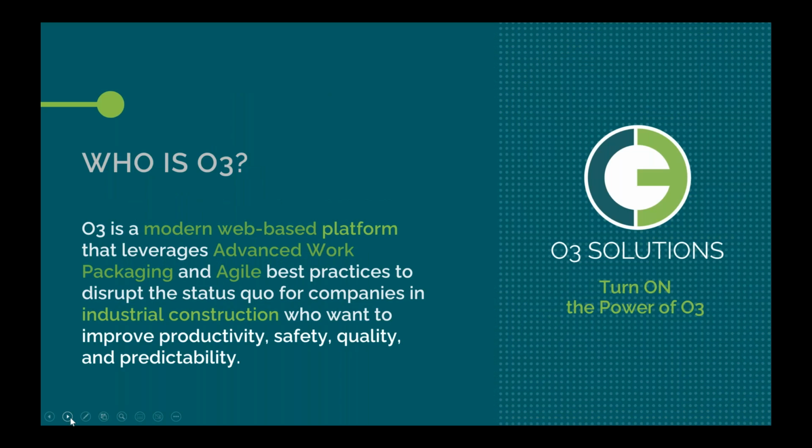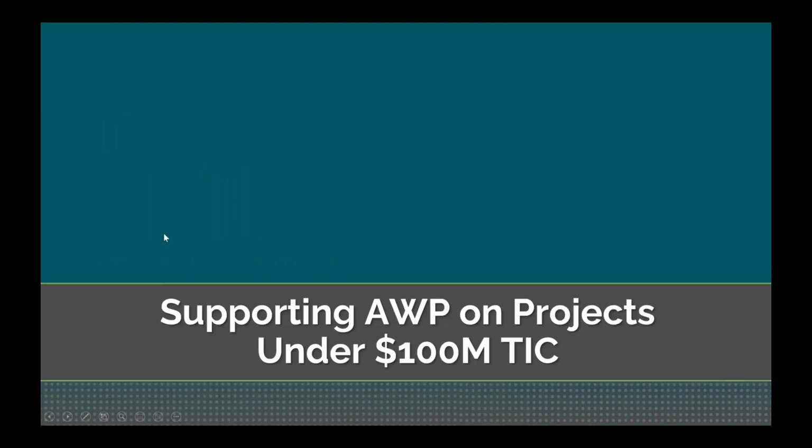O3 is a modern web-based platform that leverages advanced work packaging and agile best practices to disrupt the status quo for companies in industrial construction who want to improve productivity, safety, quality, and predictability. With that, I'm going to turn it over to you, KK. Thank you again for joining us, and it's all yours.